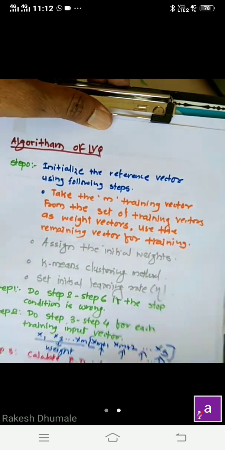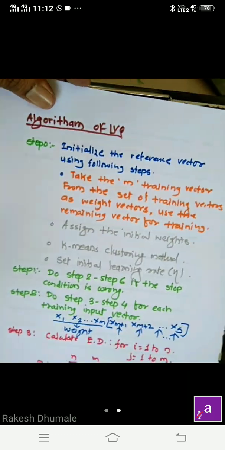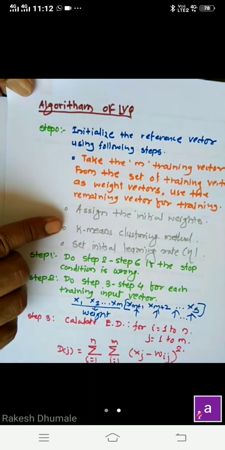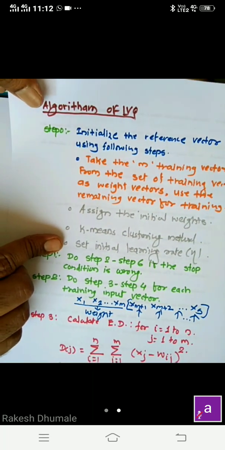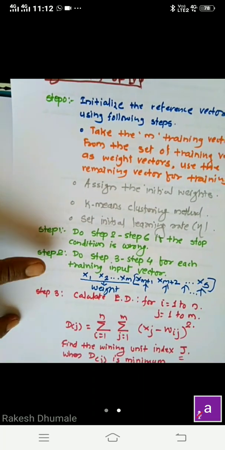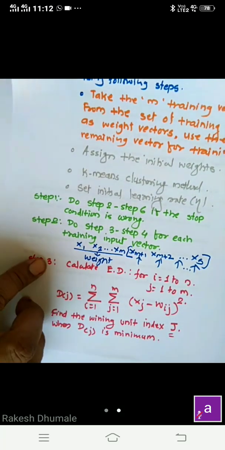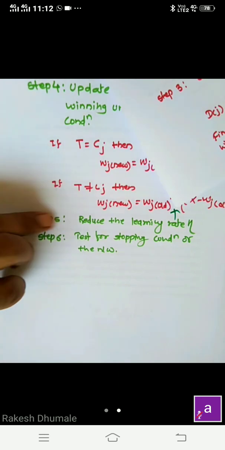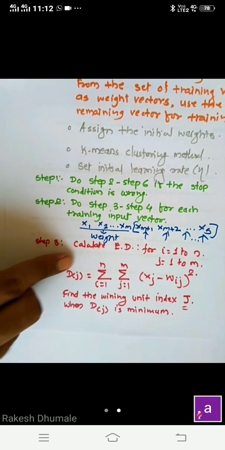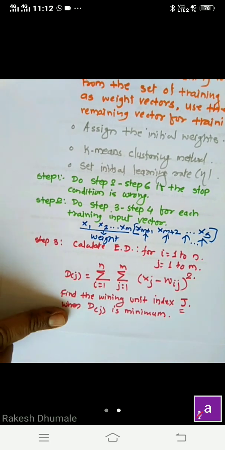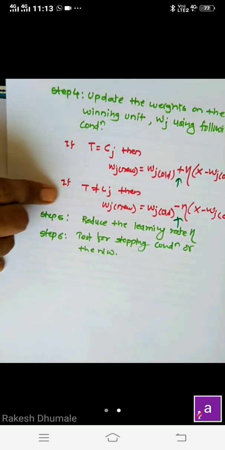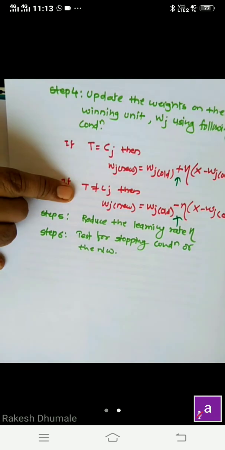Here I will repeat once again. First, we have to initialize the weights. To initialize weights, we will consider input vectors from 1 to m. After that, we will initialize the learning rate. Then repeat step 2 to step 6; if the stopping condition is true, then stop. In step 2, we repeat step 3 to step 5 for all the input vectors. Step 3 is to calculate the Euclidean distance and find the winning node. If the winning node is found, then update the weight, with this equation for the winning node and this one for the loser node.